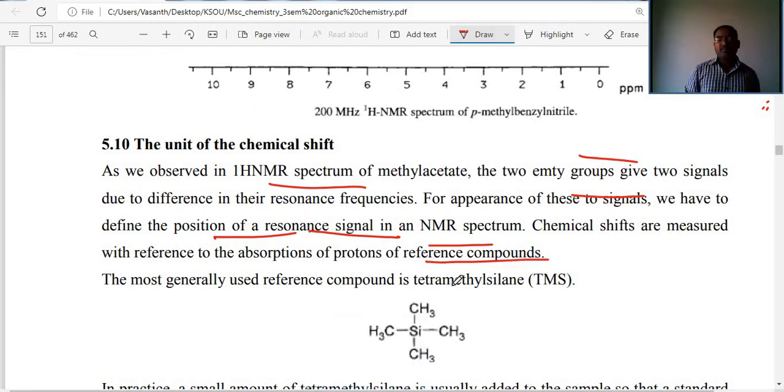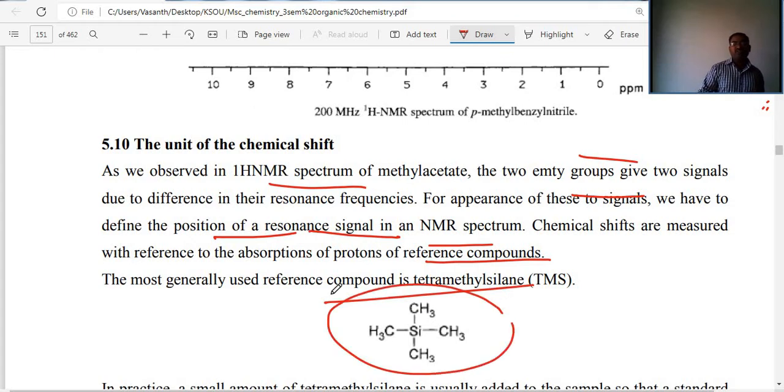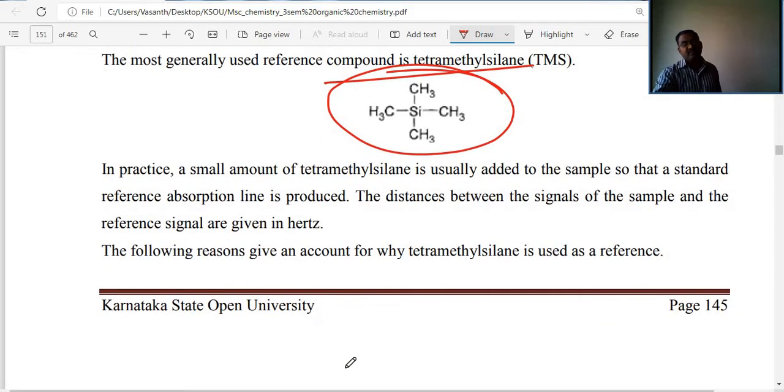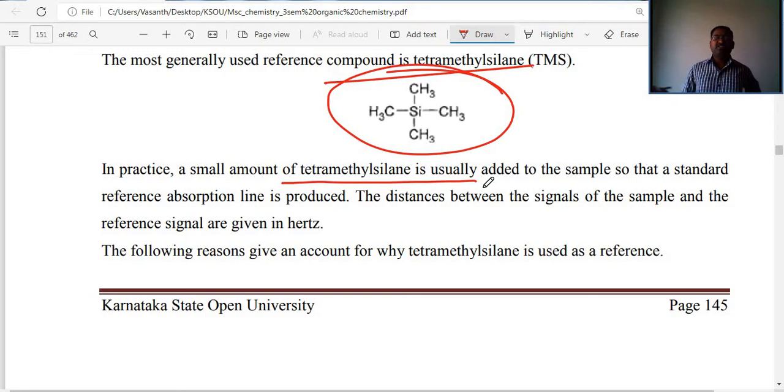The most commonly used reference compound is what? Tetramethylsilane. Simply, that is called TMS. In practice, a small amount of tetramethylsilane is usually added to the sample so that a standard reference absorption line is produced. The distance between the sample signals and the reference signal is given in hertz.